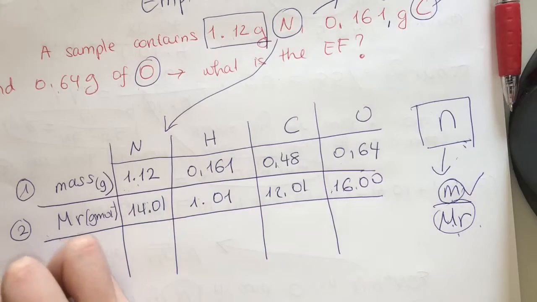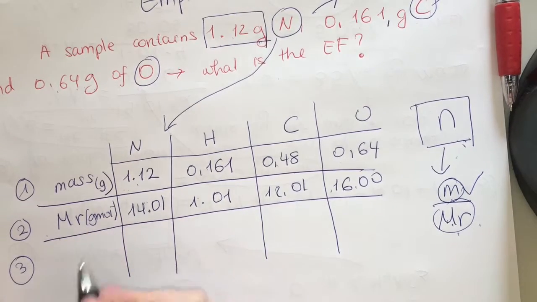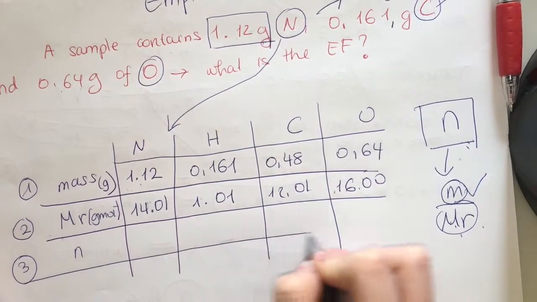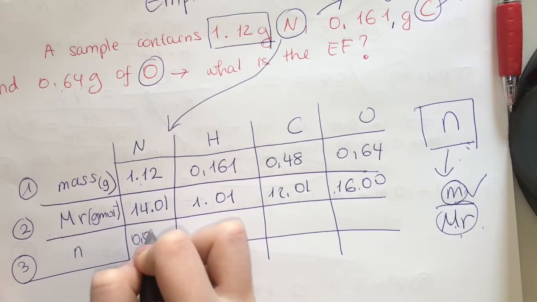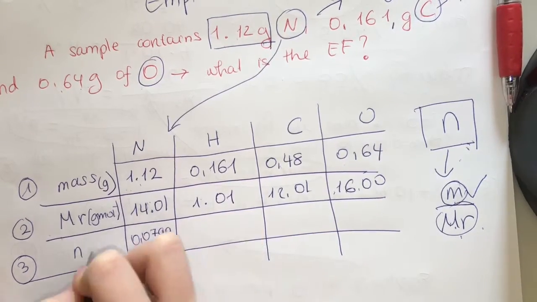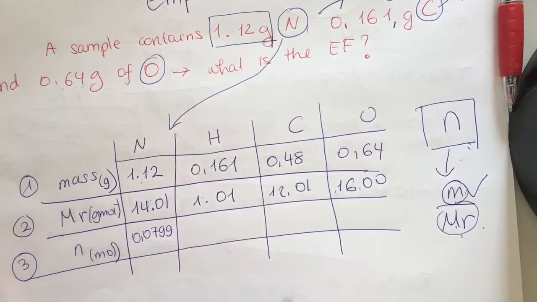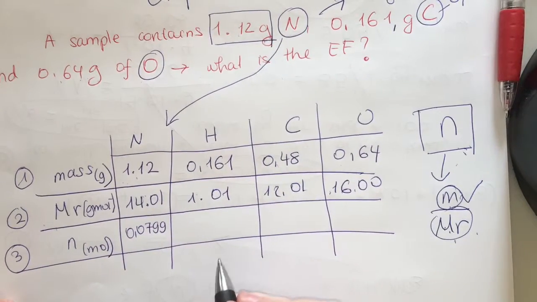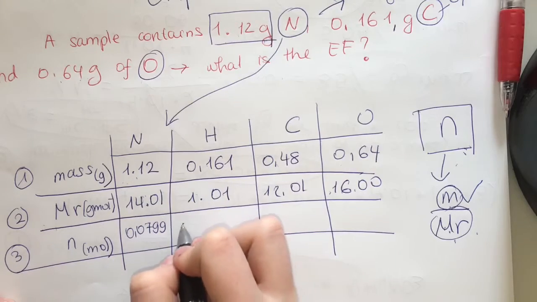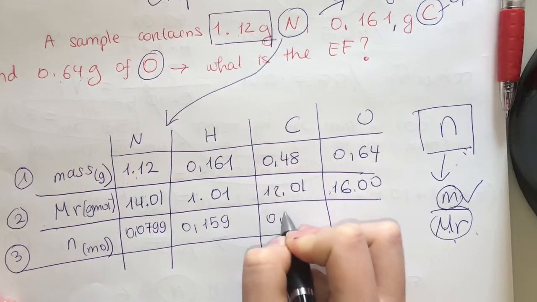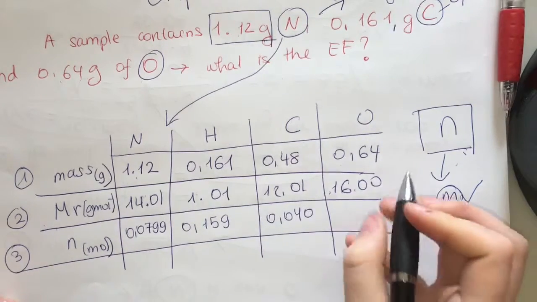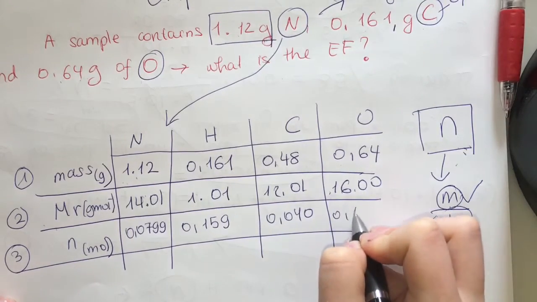Okay, so you just do the calculations in your calculator, and you would receive then 0.0799 moles. Always forget to write that down there. And then you receive for this one 0.159 moles. Here you would get 0.040 moles, and here you would get 0.040.